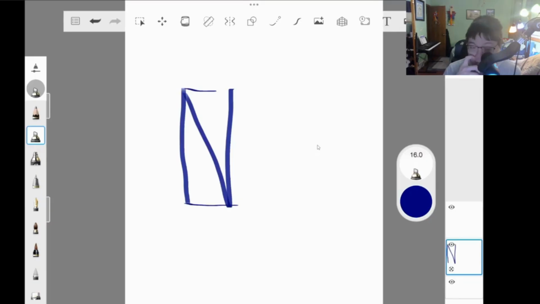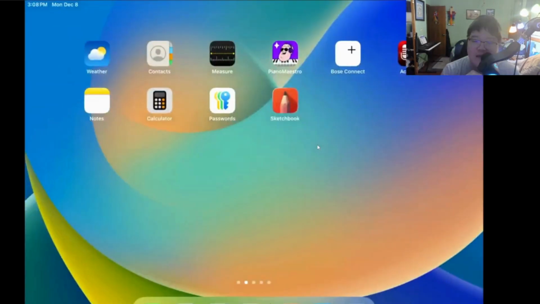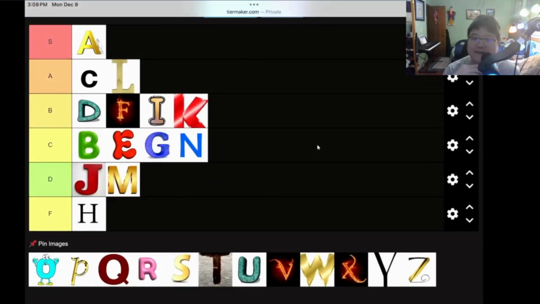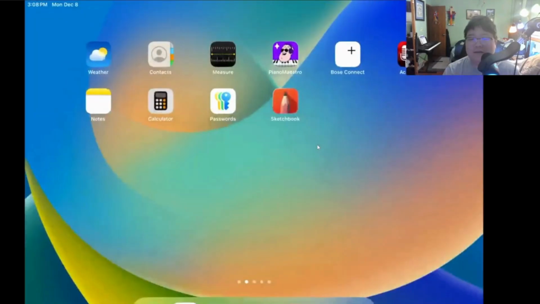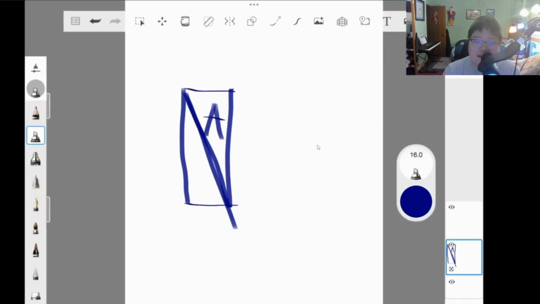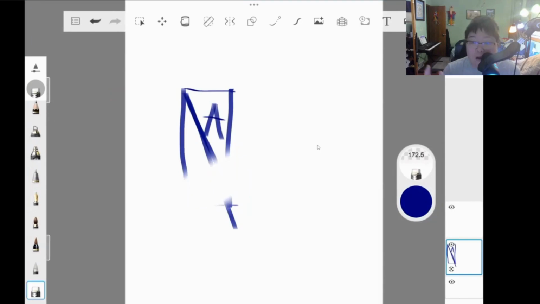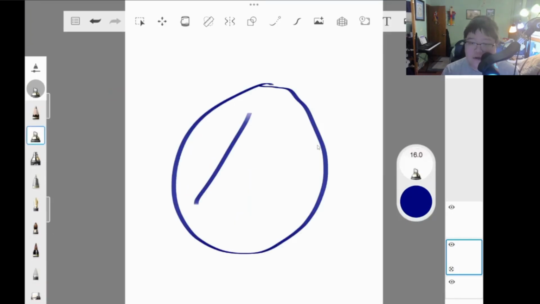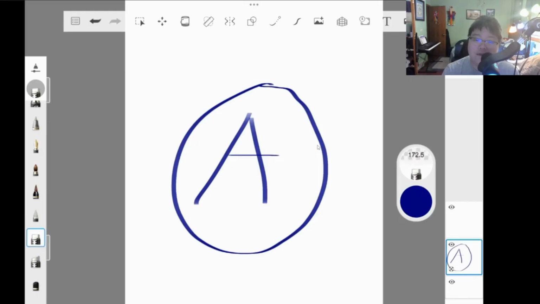N is the same thing as M. It's just better, just because there's less to do with it. So I'm guessing I put this in C, right? Yeah. So this is kind of a reaction to my screen recording. Anyway, O is definitely easy because we go back to the circle. Since O is just a circle, you just put an A in there and you're done. So that's definitely A tier.